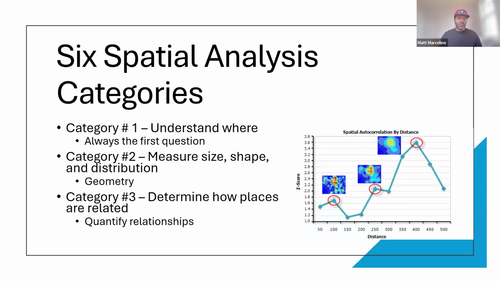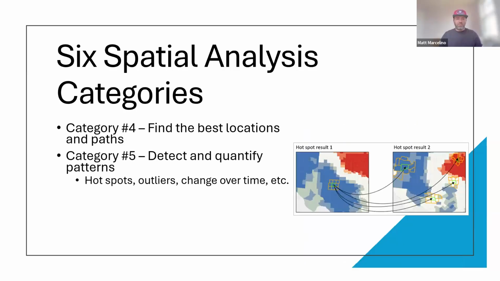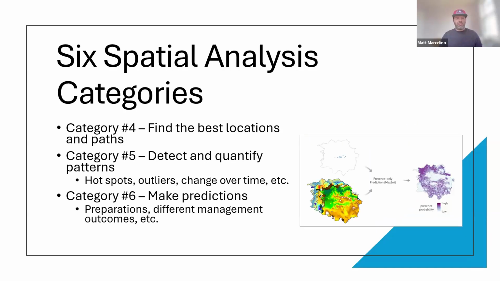measuring the size and shape of a distribution or determining how places are related is the most important thing. Maybe finding the best location for something is the most important thing for your objectives, or maybe you're interested in predicting invasive species spread within a watershed over time. So really, what category you use is going to be impacted by your question and what you're trying to do with your project.